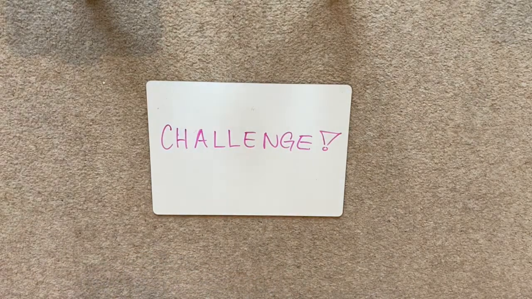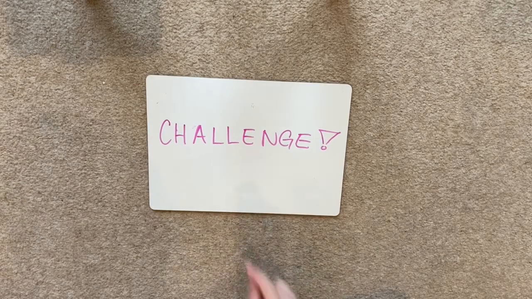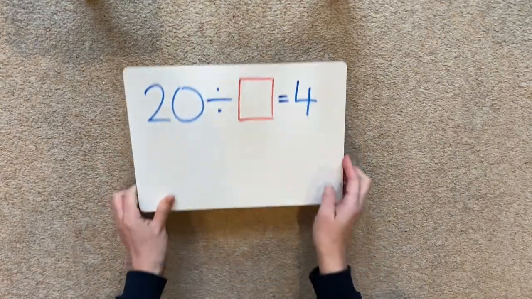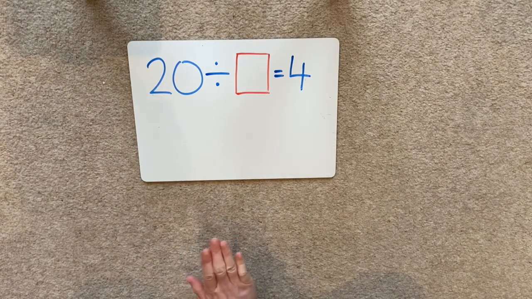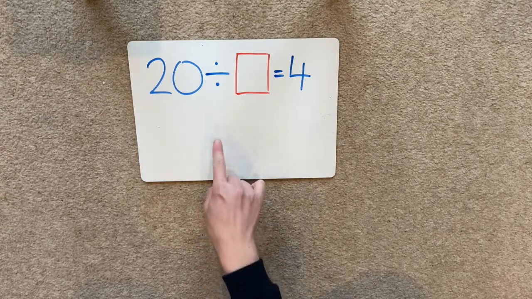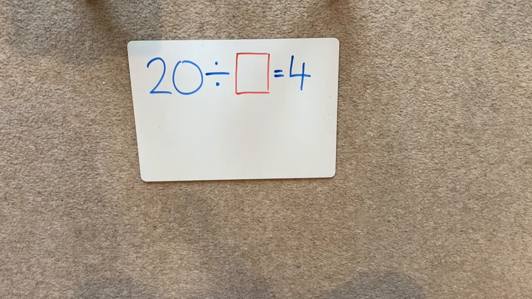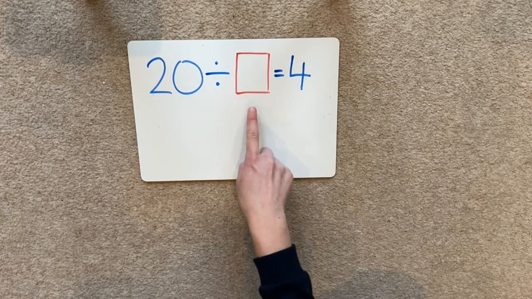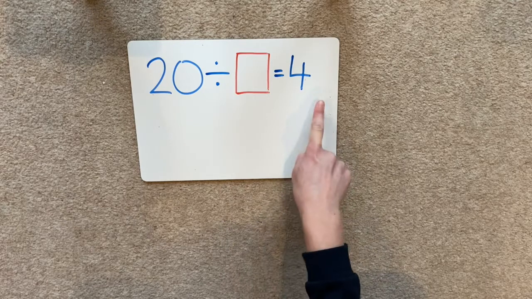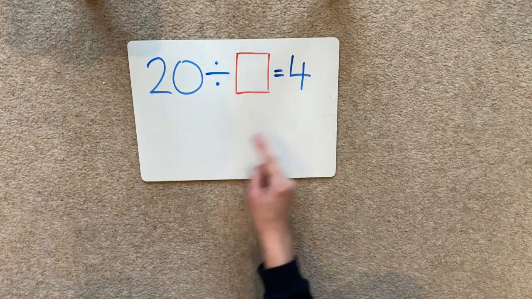This next part of the lesson is for some of you who might be looking for a bit more of a challenge. We are going to be doing missing numbers. What do you notice is different in this question compared to the questions before? Pause the video and have a think. The difference is that our unknown, the thing that we don't know, is now in the middle of the number sentence. Before, it was on this side. Now it's in the middle.